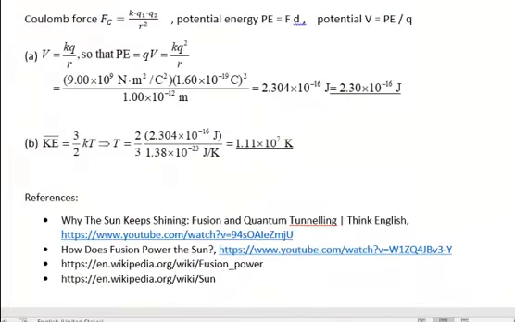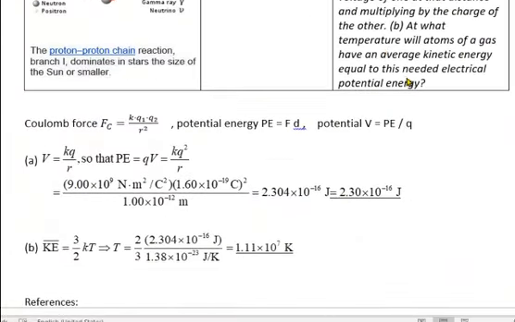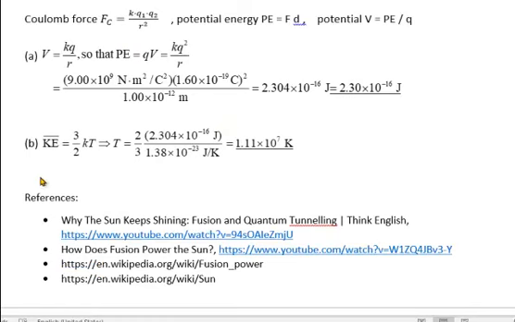All right, let's do the second part of the problem, where it says, at what temperature will atoms of a gas have an average kinetic energy equal to this needed electrical potential energy? Well, again, they have the solution here. This is from the chapter on kinetic theory and thermodynamics. So the average kinetic energy is equal to the potential energy between them. That's actually the energy that they would have to have in order to collide.